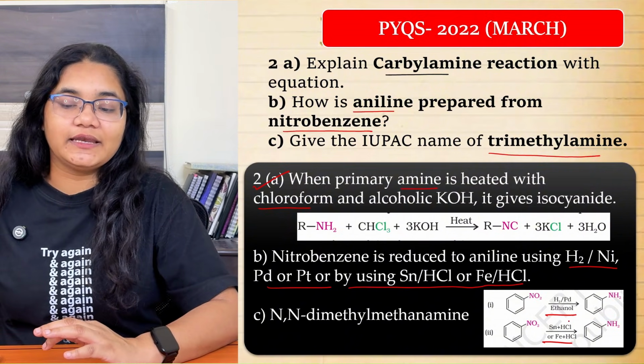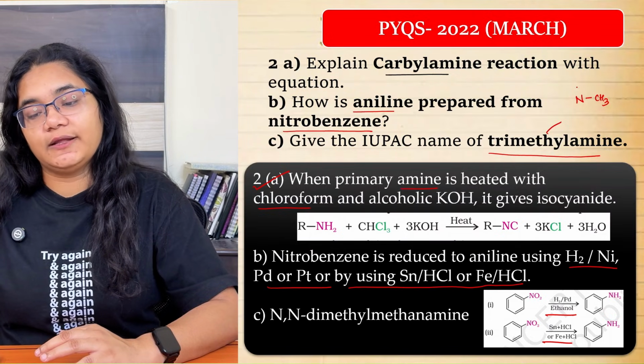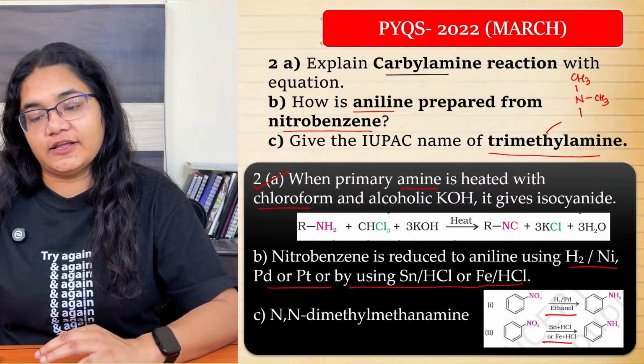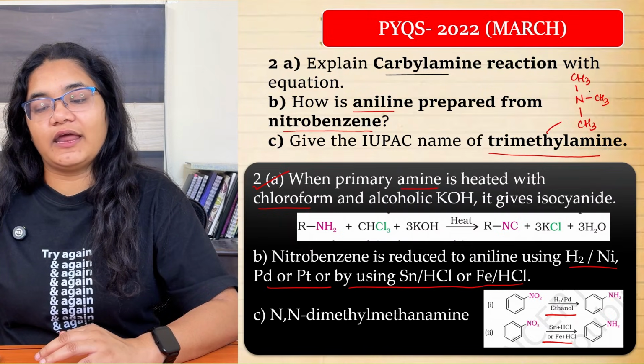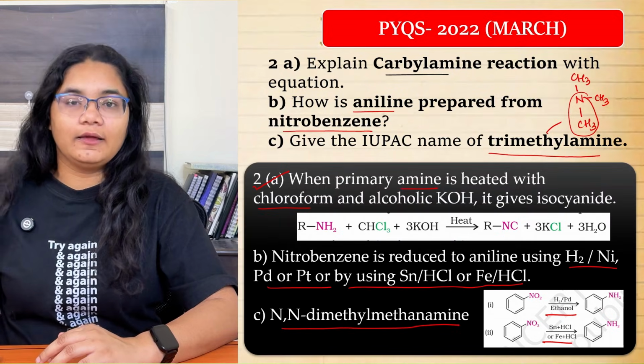Next, give the IUPAC name of trimethylamine. Here the structure is like this: N with CH3, CH3, and CH3. So this one will give you N,N-dimethyl methanamine. That is N,N-dimethyl methanamine.